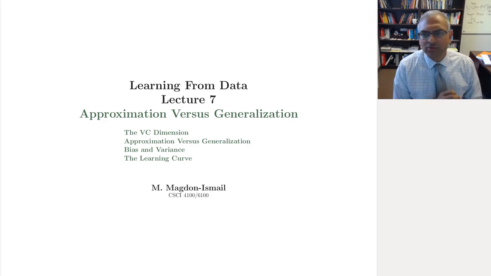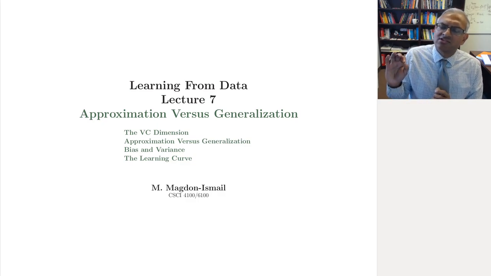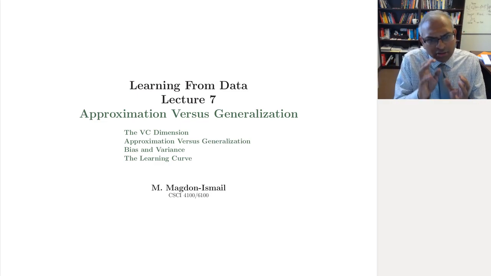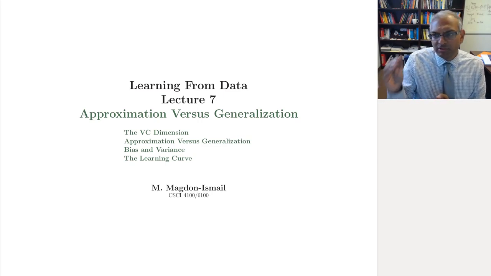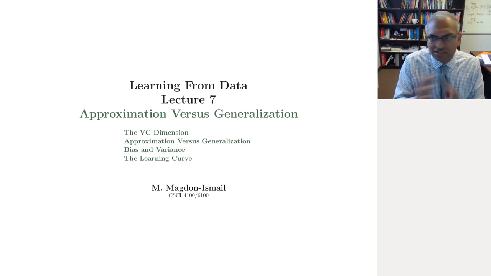Now, just to recap, the last few lectures have been a tour de force of math and theory to establish that, even for infinite hypothesis sets, we can get this link from E in to E out. How did we accomplish that? We introduced this effective number of hypotheses, the growth function, which is polynomially bounded for good hypothesis sets. And that gives us this link from E in to E out. For bad hypothesis sets, you're out of luck.